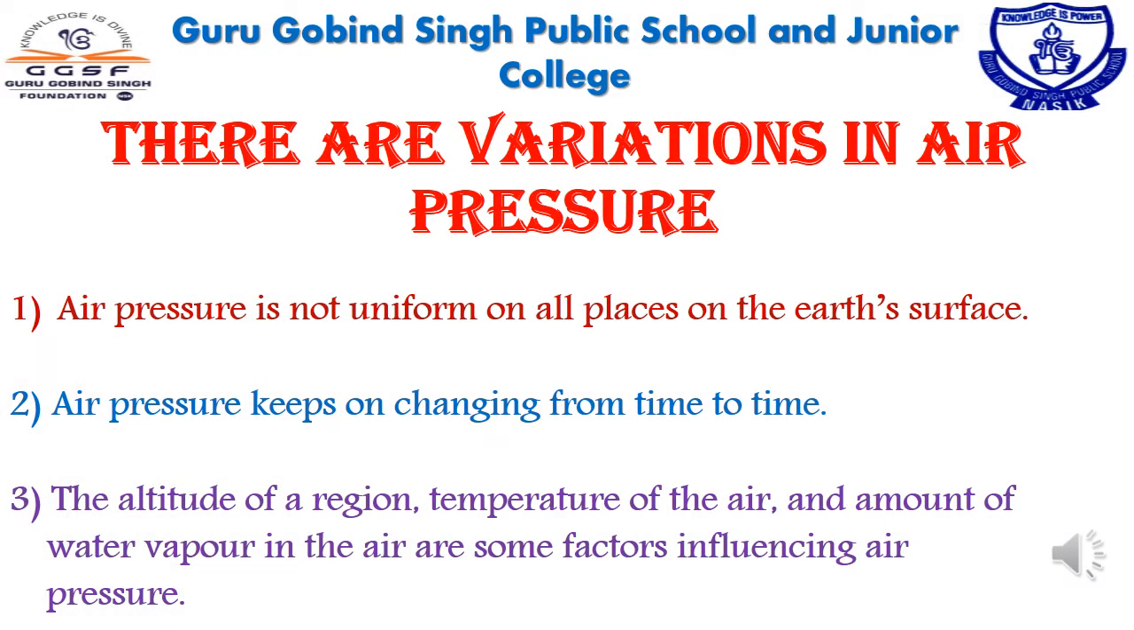Children, there are variations in air pressure. Air pressure is not uniform at all places on the earth's surface. It is not the same. Uneven distribution is there. So air pressure keeps on changing from time to time. The altitude of a region, temperature of the air, and amount of water vapor in the air are some factors which influence air pressure.